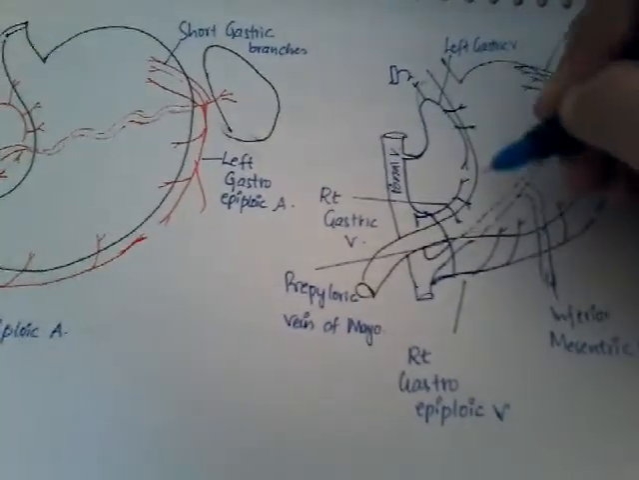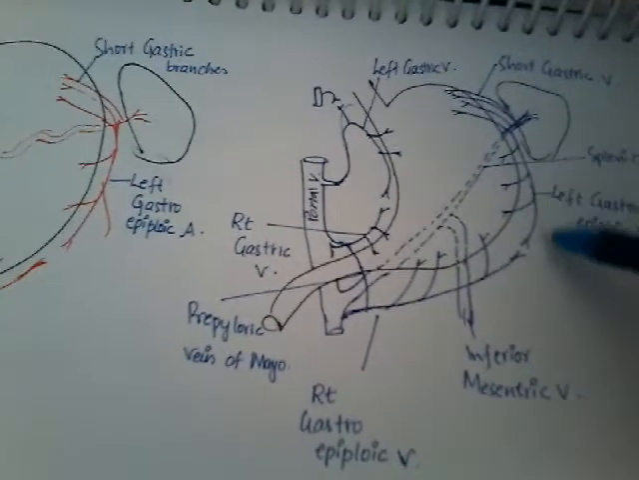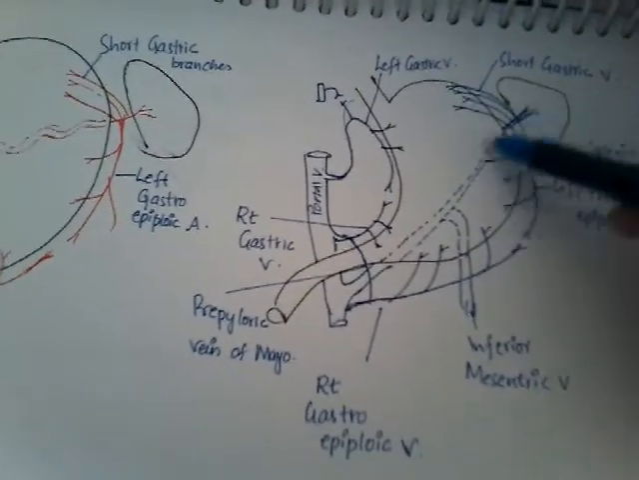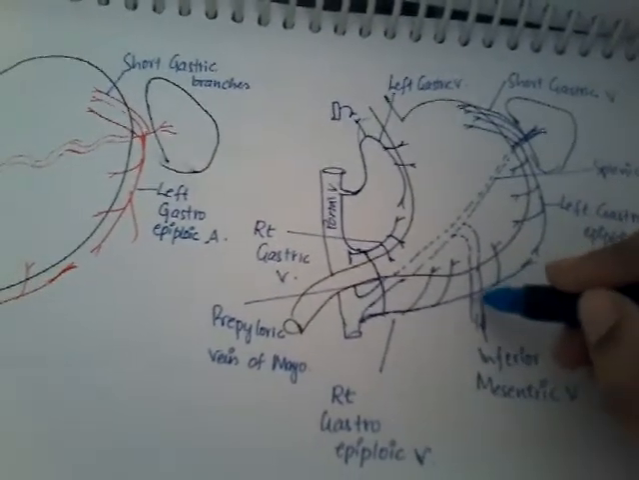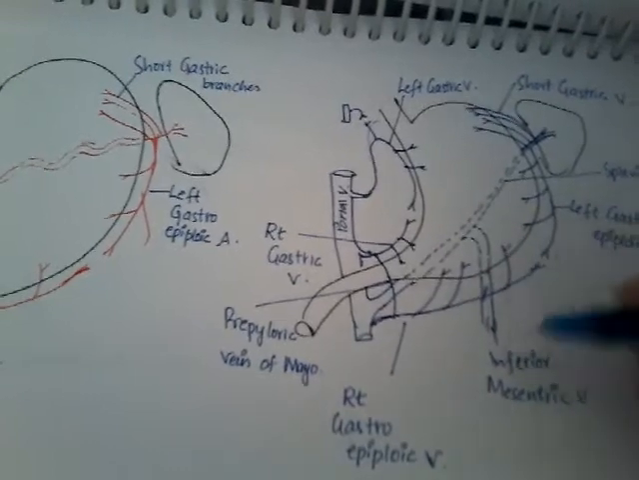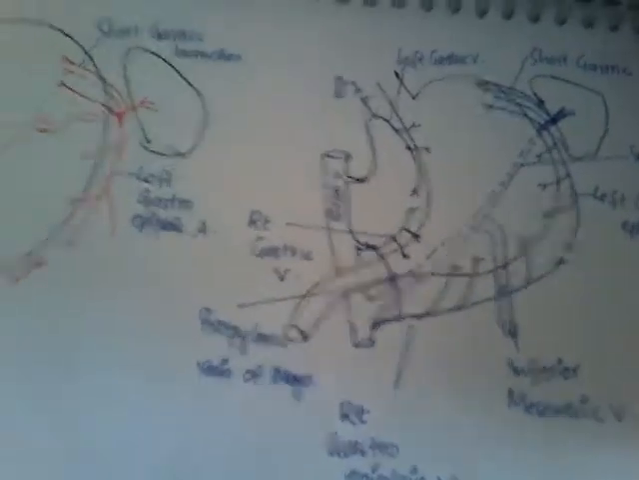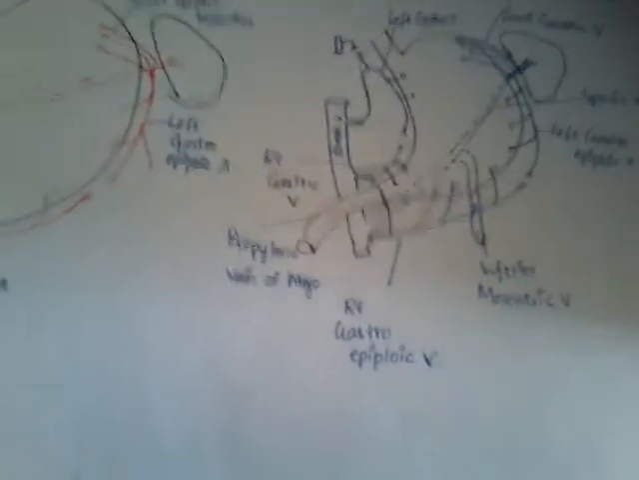If you see, the left and right gastric veins drain into the portal vein, and the left gastroepiploic vein and the short gastric veins drain into the splenic vein, whereas the right gastroepiploic vein drains into the inferior mesenteric vein. So these are the different venous supplies of the stomach.